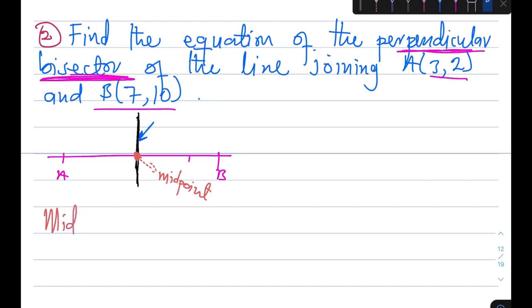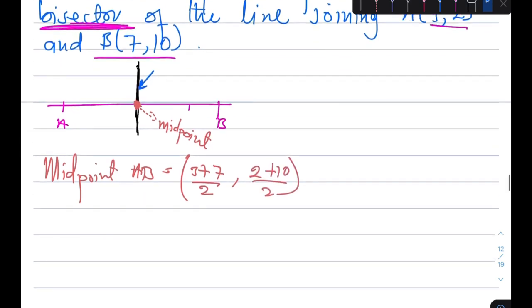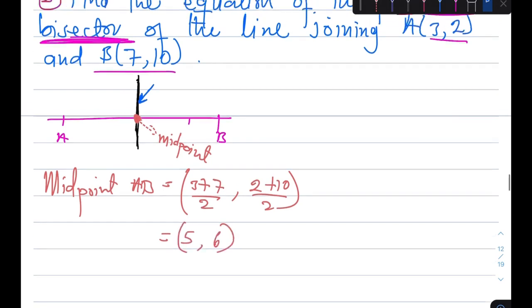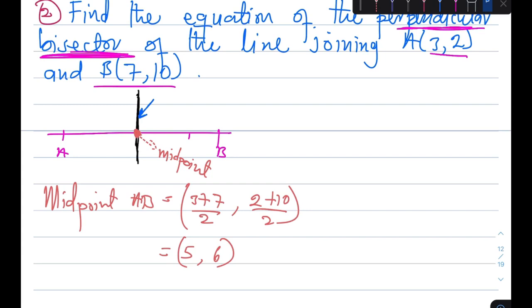So midpoint AB will be the sum of the x values of A, which is 3 plus 7, divided by 2, and the sum of y values, which is 2 plus 10, divided by 2. So this will give us 10 by 2, 5, and then 12 by 2, 6. So the midpoint is (5, 6).